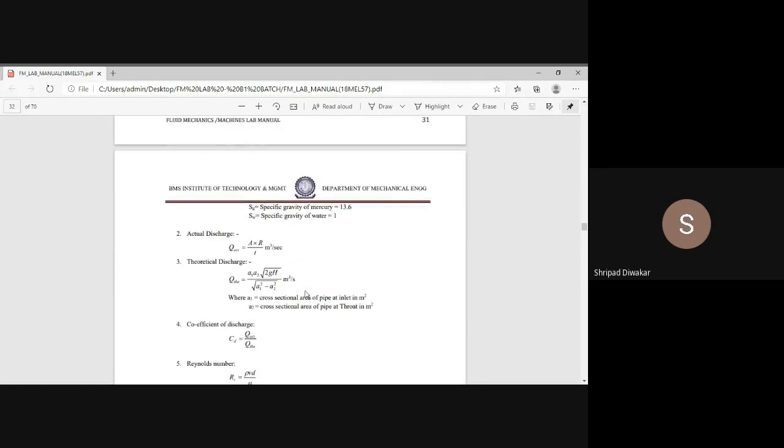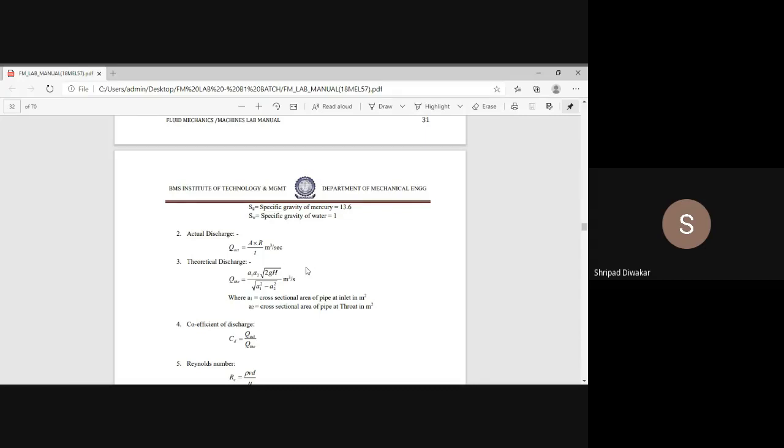Okay. Next, similar formula, that is actual discharge. You remember: A into R divided by T. A is the area of the measuring tank. It is always 0.12 meter square. R is the rise of water level in the tank, that is 0.1 meter or 10 centimeter. You have to take the reading in meter only. Divided by T, the time taken to rise the level of water up to 10 centimeter. By using that formula, we are going to calculate the actual discharge.